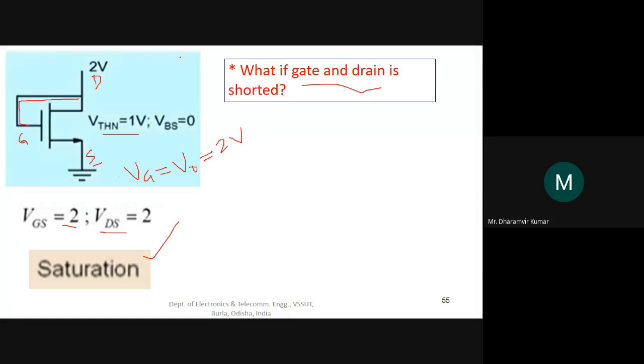So remember this point. Whenever the gate and drain terminals are shorted, the device will always work in saturation mode. This point is important. So if you see the gate and drain connected, shorted, you can decide immediately that the device would be working in saturation mode. Okay.